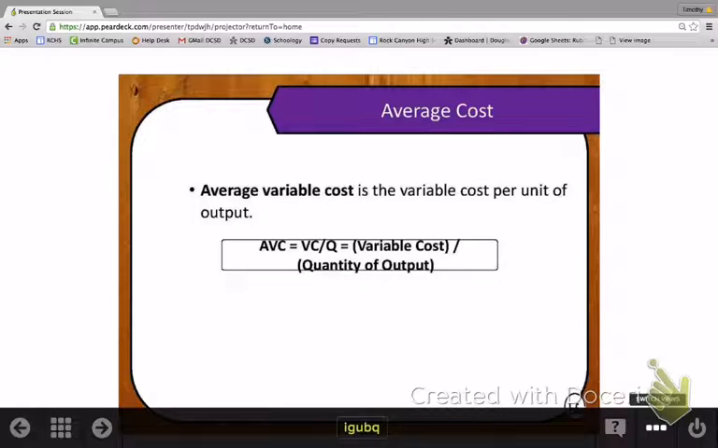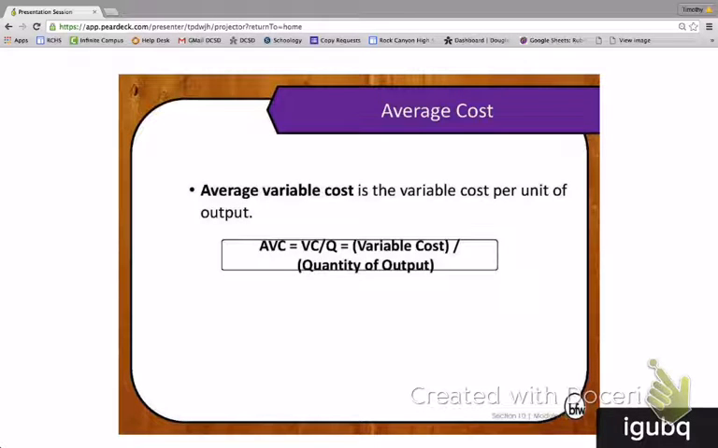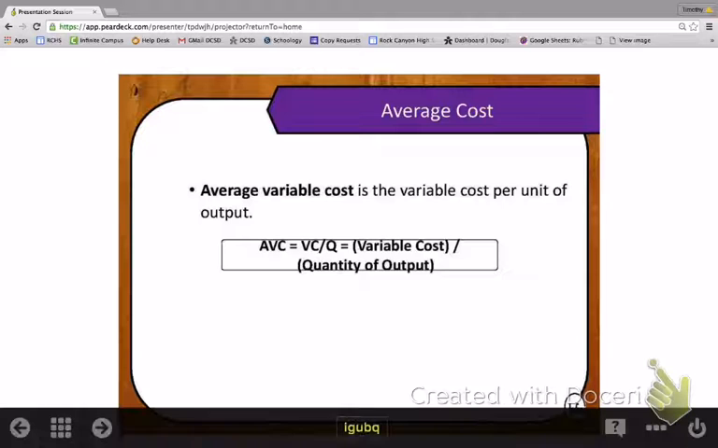We can also compute the average variable cost, which is the variable cost per unit of output, and that is AVC, which is VC divided by Q, or the variable cost divided by the quantity of output that we produced. So because total cost equals variable cost plus fixed cost, we can rewrite the equation for ATC and say ATC is equal to the variable cost plus the fixed cost divided by the quantity, which is equal to the average variable cost plus the average fixed cost.